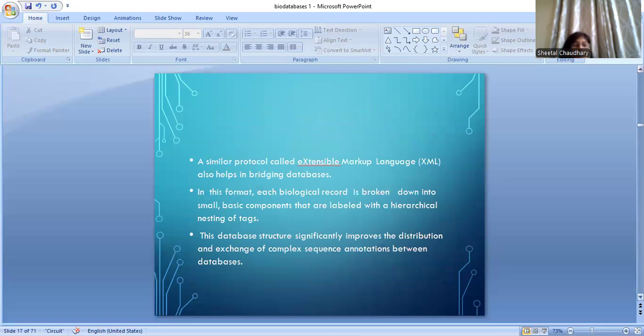Similar protocols called Extensible Markup Language, XML, also help in bridging databases. In this format, each biological record is broken down into small basic components that are labeled with hierarchical nesting of tags. This database structure significantly improves the distribution and exchange of complex sequence annotation between the databases.